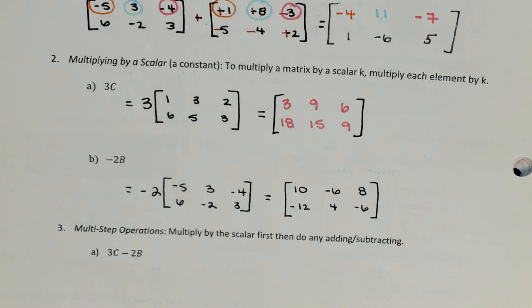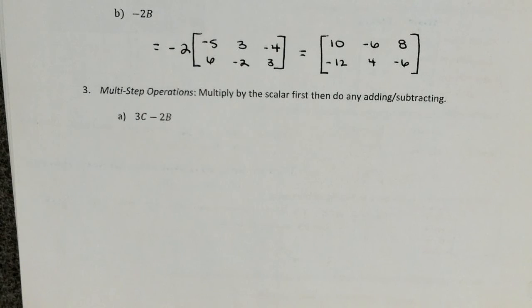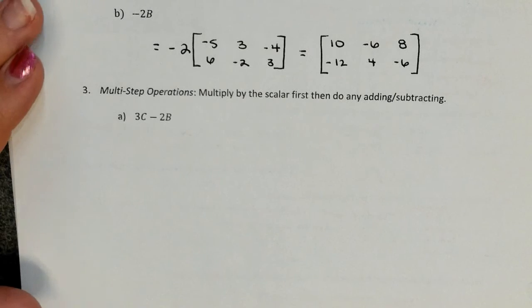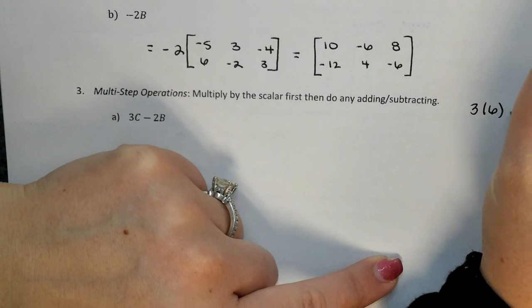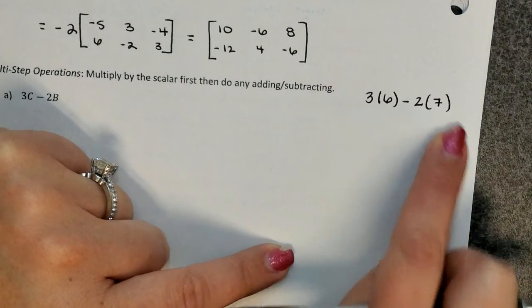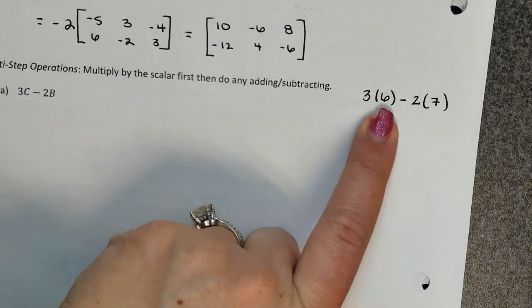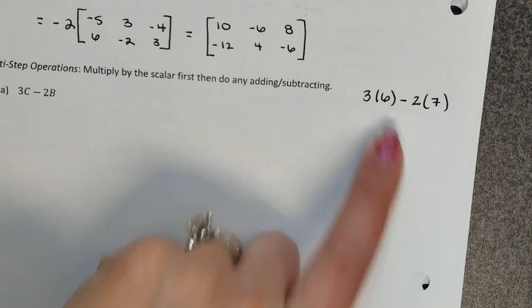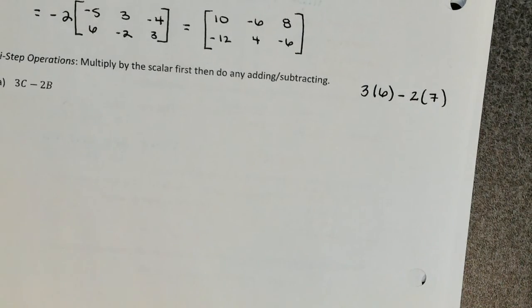All right. So, the next one is going to be multiple steps. Okay? So if I have 3 times C minus 2 times B, I want you to think about if I were to have you do 3 times the number 6 minus 2 times the number 7. And if I were to have you do this operation using PEMDAS, what would I do first? Okay, the parentheses. Inside them is already alone, so parentheses are done. Then what? The multiplication.